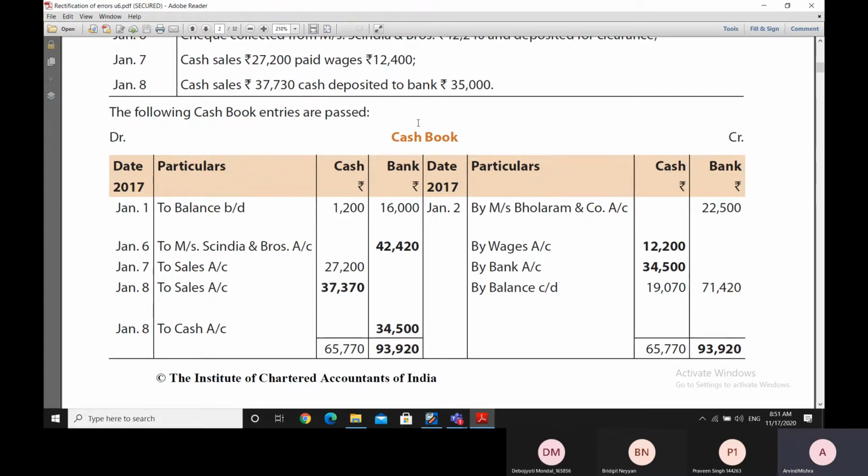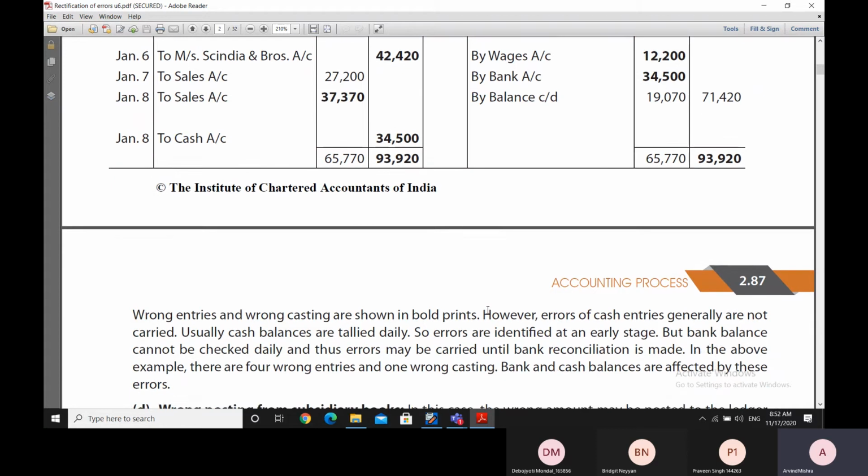So what is happening here is, when we deposit cash into the bank, we should be debiting the bank column, and that has been done here. The bank column has been debited and the cash column has been credited here. However, there is a mistake in the amount that is written here, and of course there is a totaling error also. So therefore there are 5 entries which are in mistake.